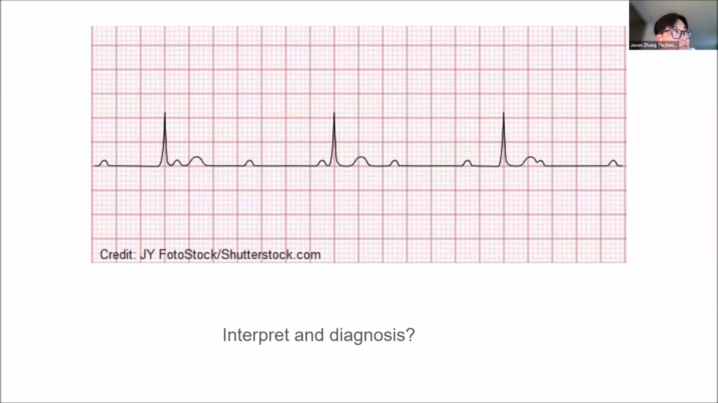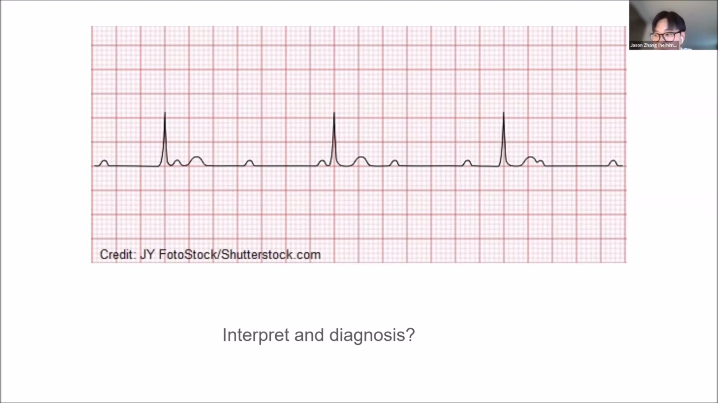Okay. And how about this one? I think it's type 1. Wait, no, it's not type 1. Type 1 is just delayed. This is type 3. 3rd degree AV block. Yes, that's very good.